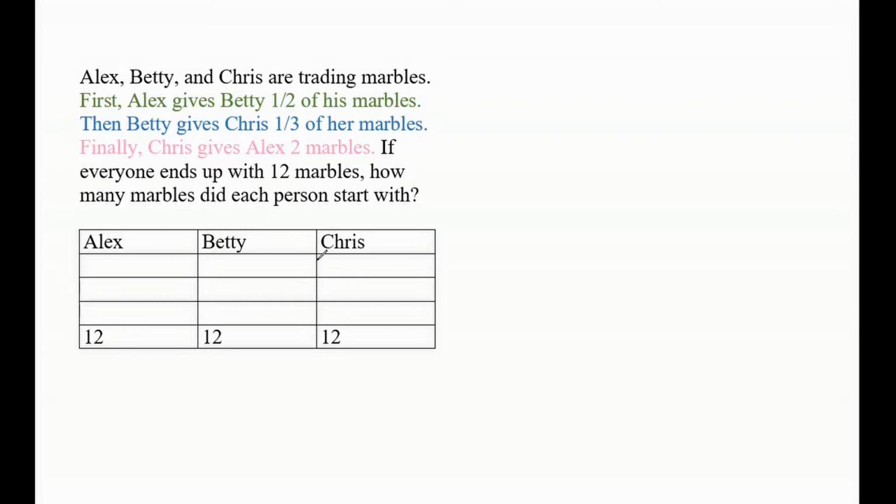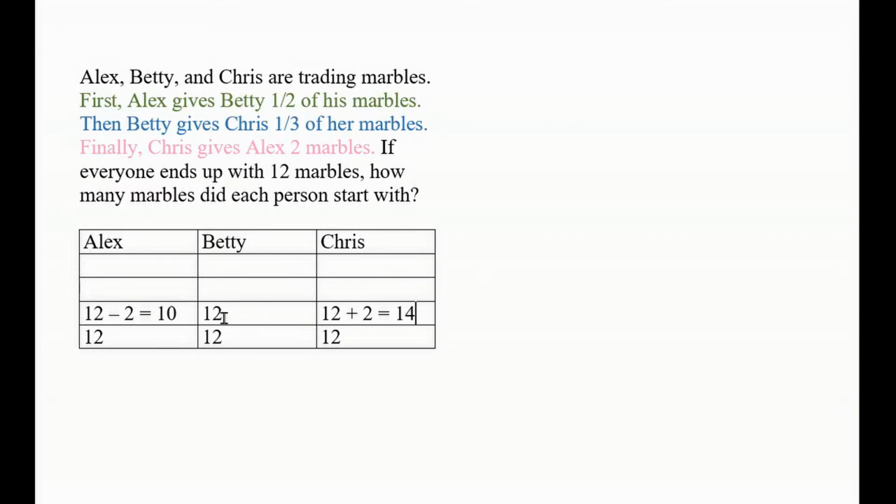If Chris gives Alex 2 marbles and they all end up having 12, so I'm going to add 2 marbles. Chris just gave Alex 2 marbles, so I'm going to give those 2 marbles back to Chris. And Chris must have had 14 marbles. And what happened to Alex's marbles? Well, he received 2 marbles from Chris and he ended up having 12. So subtract 2 and you're going to get 10. Nothing happened to Betty's marbles, so I'm going to leave 12 for Betty.